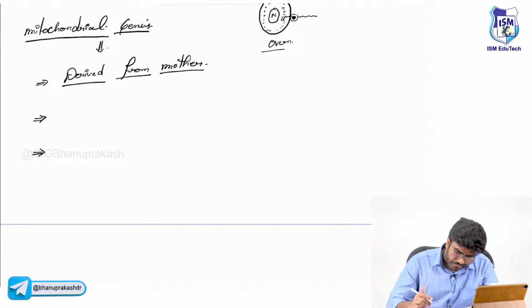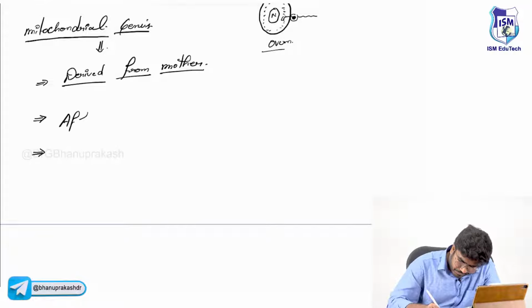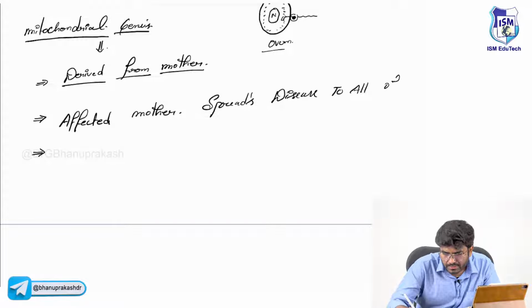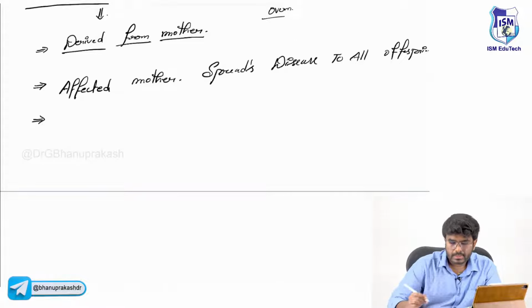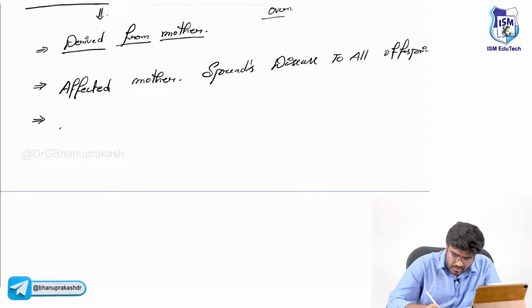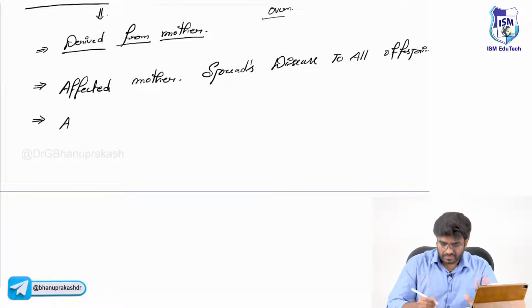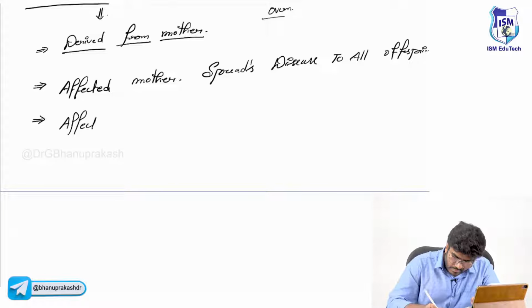So, affected mother spreads disease to all offspring. To all the offspring. But for example, if a male is affected with these mitochondrial diseases, I will show you. If a male is affected, then the affected father.